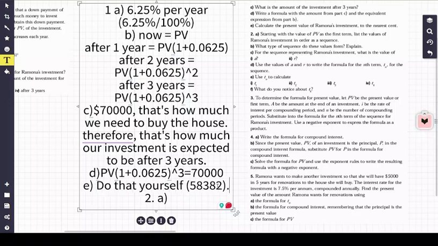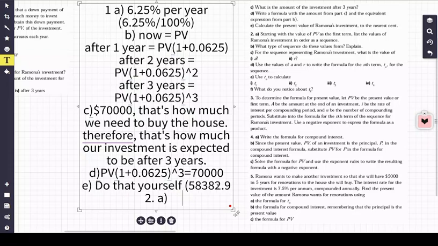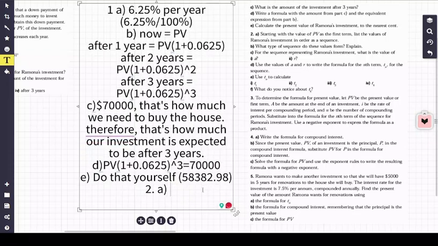They're set, so 0.98. Okay, so that is our value, and this value is going to multiply by 1.0625 every year. So let's go ahead and multiply that.